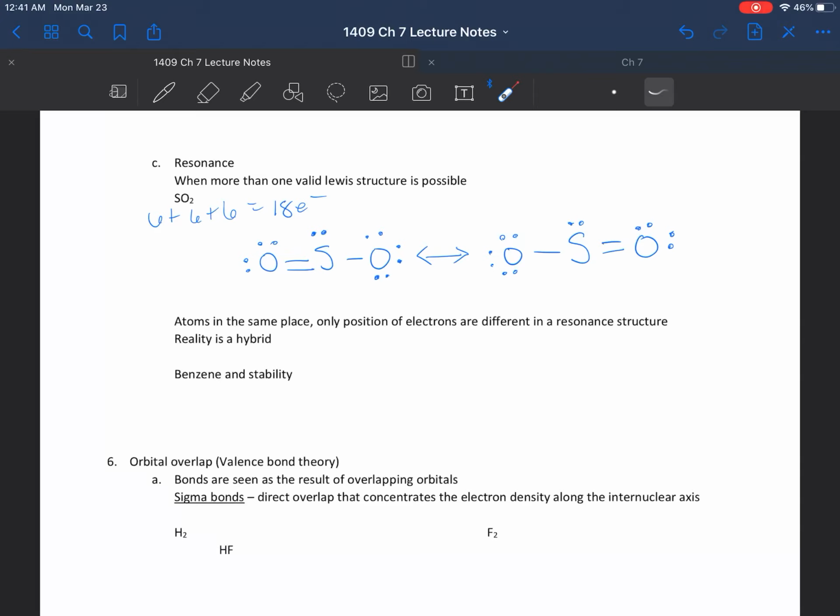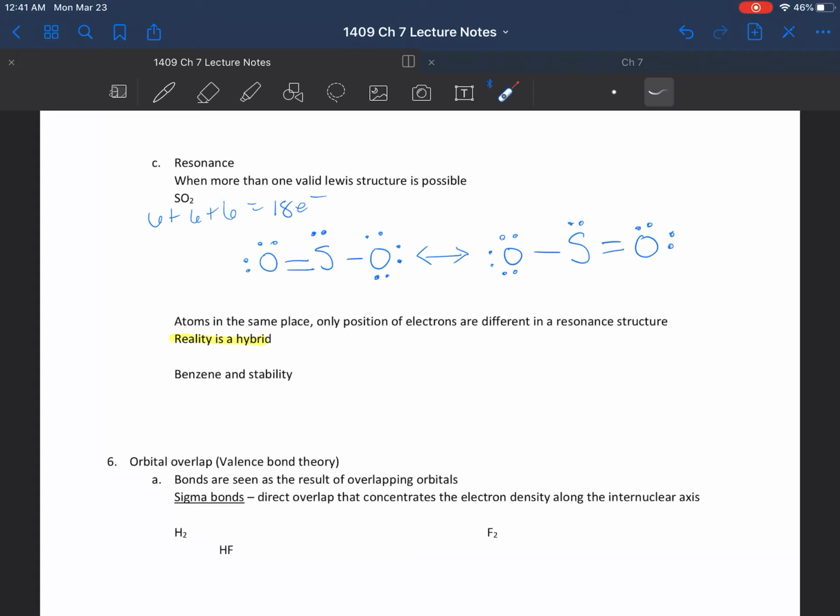So in reality, the structure is a hybrid. Sort of how a mule is not a horse on Monday and a donkey on Tuesday. It's always a mule. It's a little bit of both. Sulfur dioxide is never the left-hand structure and then switch to the right-hand structure. It's always a hybrid of the two.